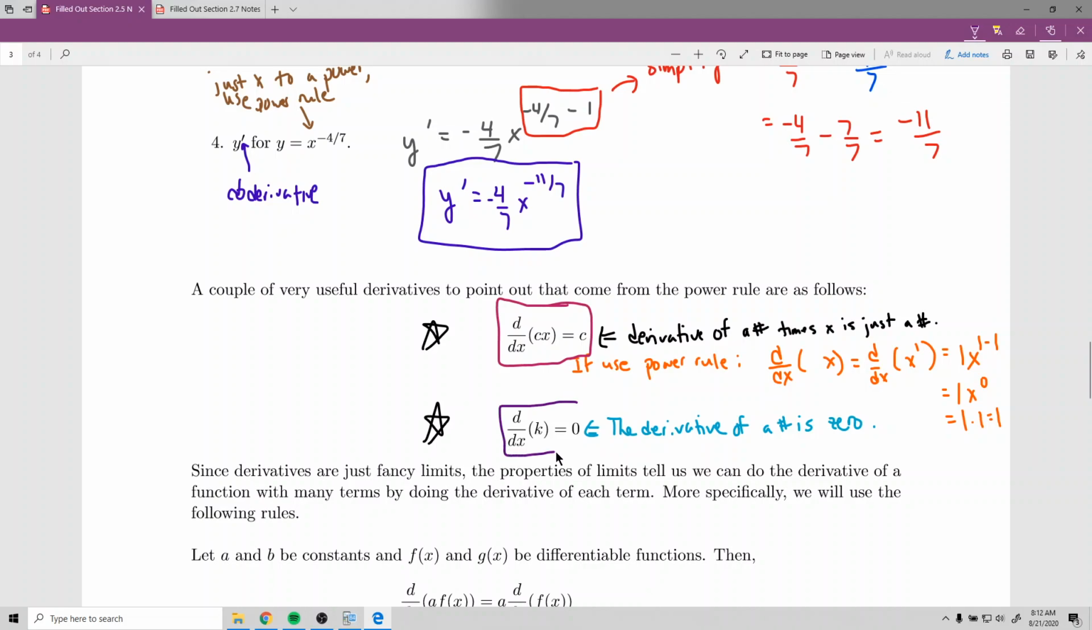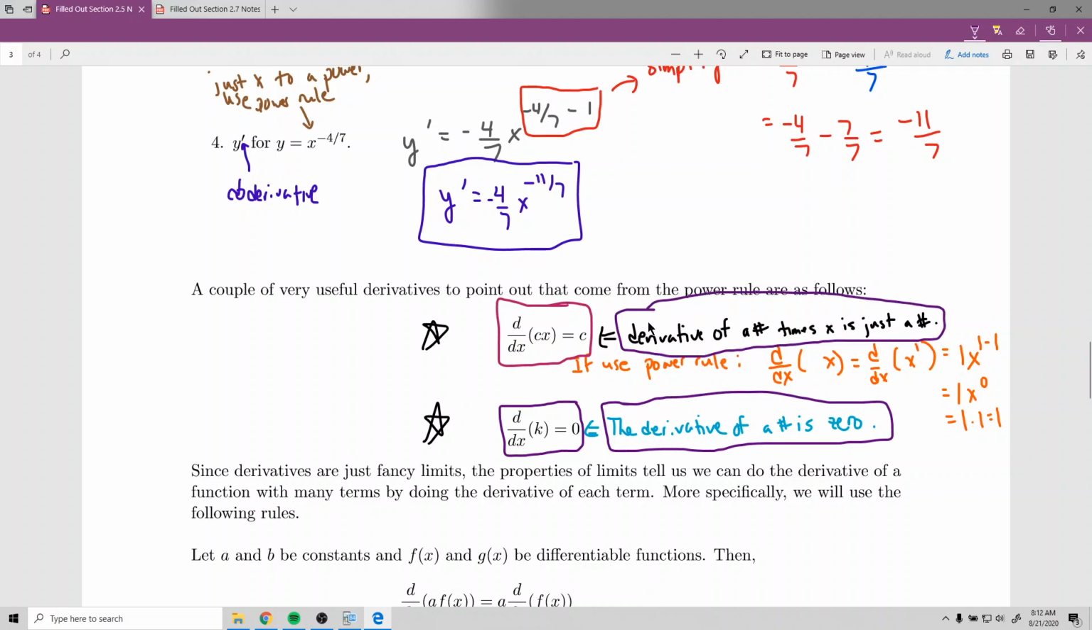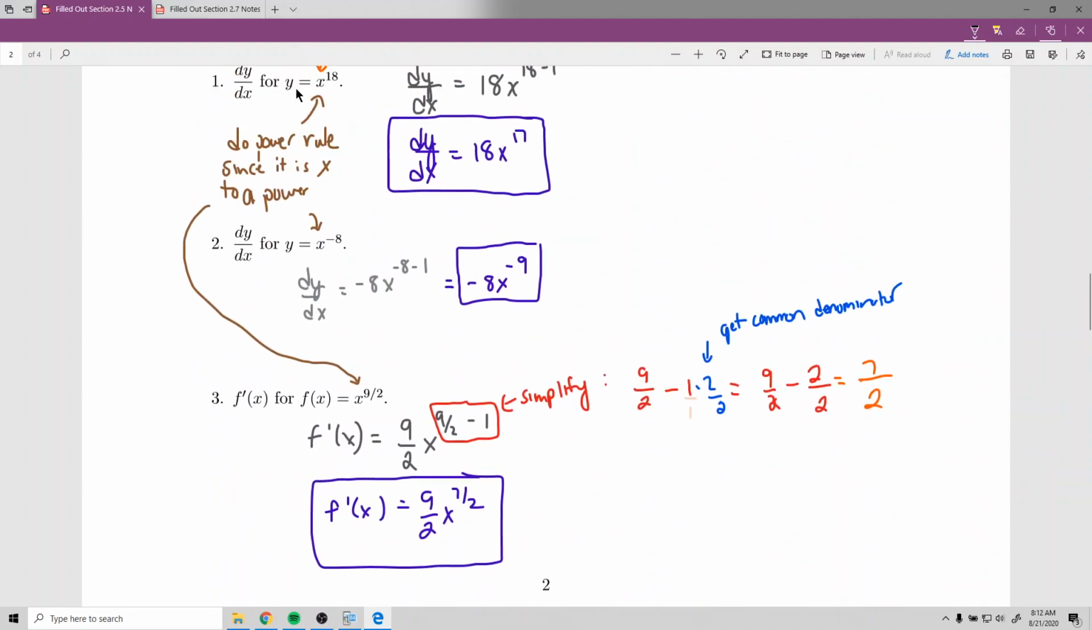But once again, remember these rules. And like I said, it's really helpful to remember them in words. They both come from the power rule, but they're both also so common that it's useful to actually point them out separately. So once again, the derivative of a number times x is just the number, and the derivative of just a number is 0. Okay, you'll notice I didn't have any of those up here because it's not as obvious how to deal with them.